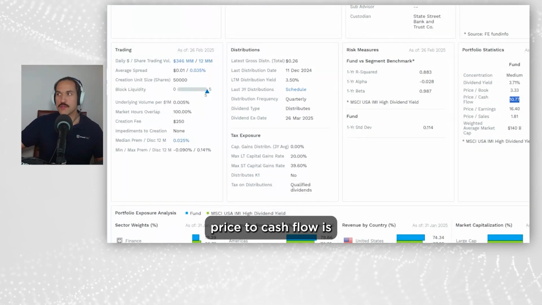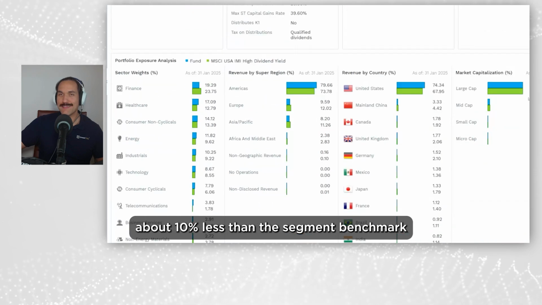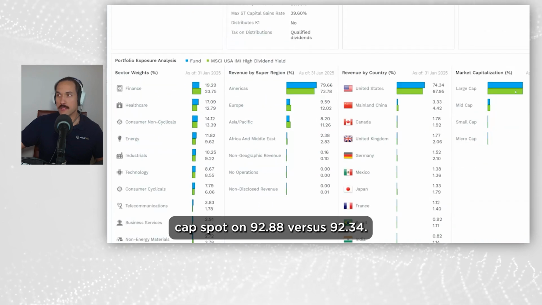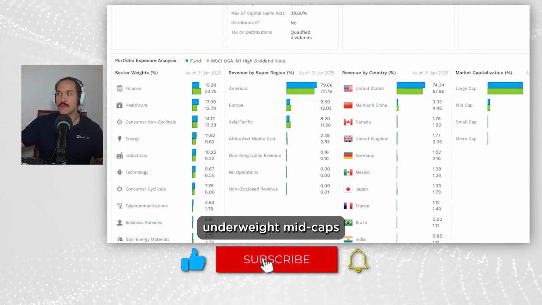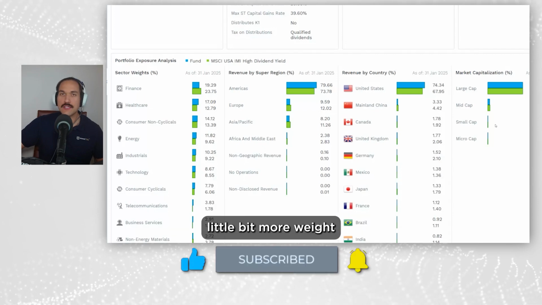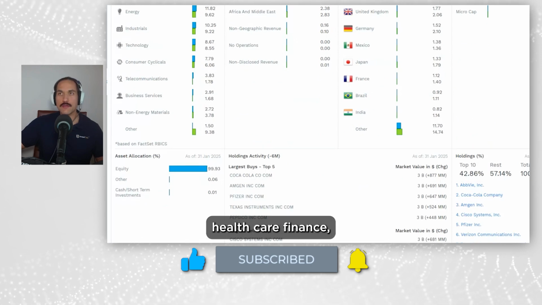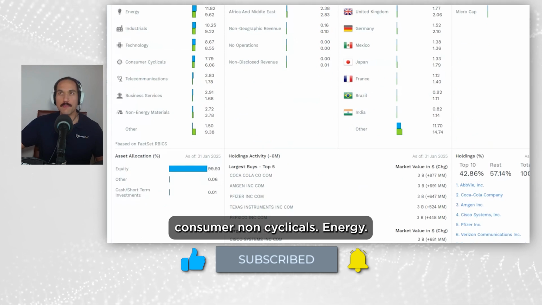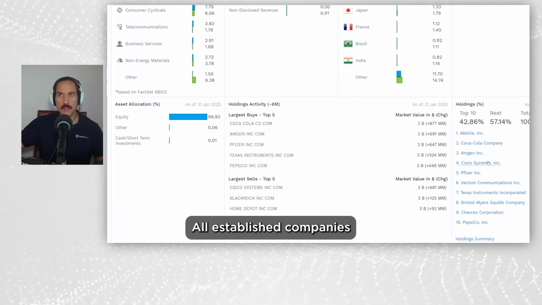Its price to cash flow is about 10% less than the segment benchmark. In terms of market cap, spot on. 92.88 versus 92.34. A little bit underweight in mid caps because there's a little bit more weight in small cap universe, but it's in those sectors that you'd expect for dividend payers: healthcare, finance, consumer non-cyclicals, energy. Top names: AbbVie, Coca-Cola, all established companies that pay dividends.